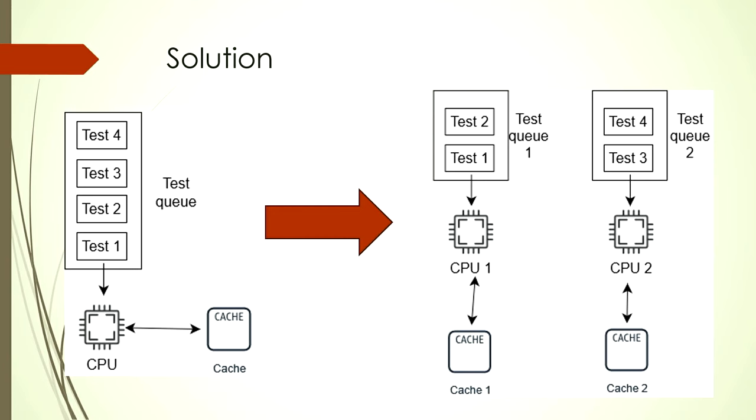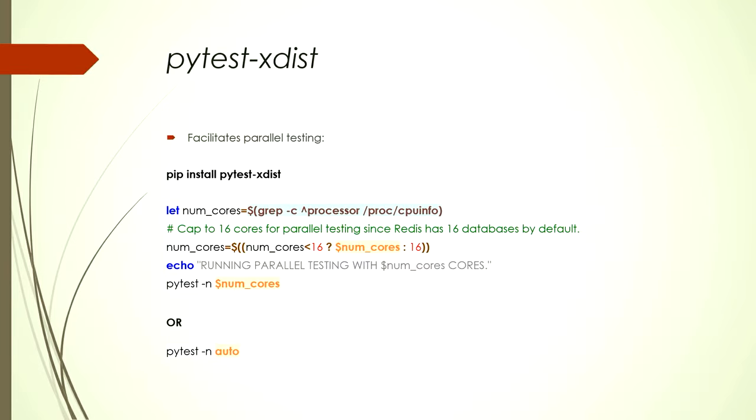So my solution was to have essentially a different cache database per CPU that's running tests. So you can do this using a library called pytest-xdist. So very easy to pip install. And you specify the number of cores you're going to be using on your computer using the -n argument. So if you use the auto keyword, that's going to use all the cores on your computer. You can also specify the number of cores that you want to use. In our case, because there's a maximum of 16 Redis databases on a Redis instance by default, we capped it to 16 and specified to use that number of cores.